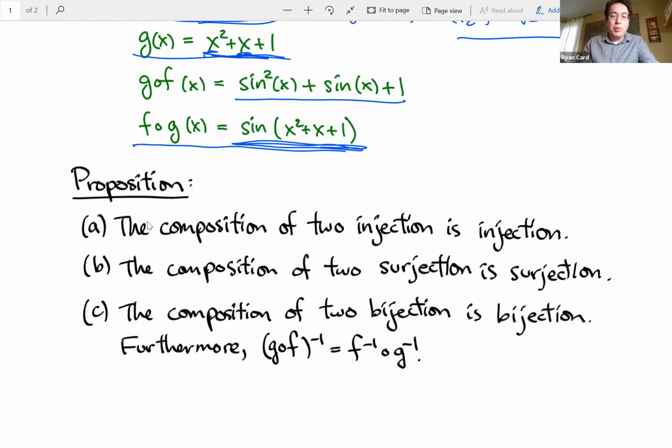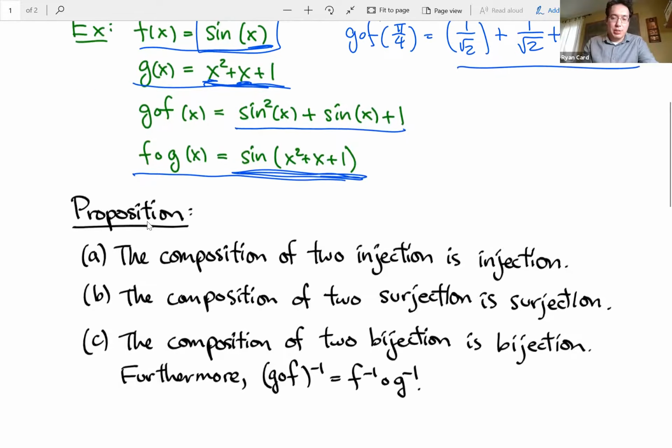Okay, so let's prove some facts about compositions. Here are three facts that you should know. If you have a composition of two injective functions, then the composition is going to be injective. The composition of two surjections is going to be a surjective function. And if you combine those two together, the composition of two bijections has to be a bijection.